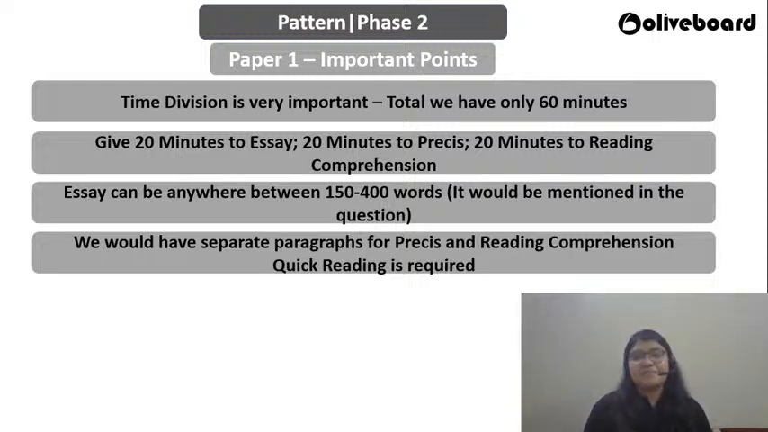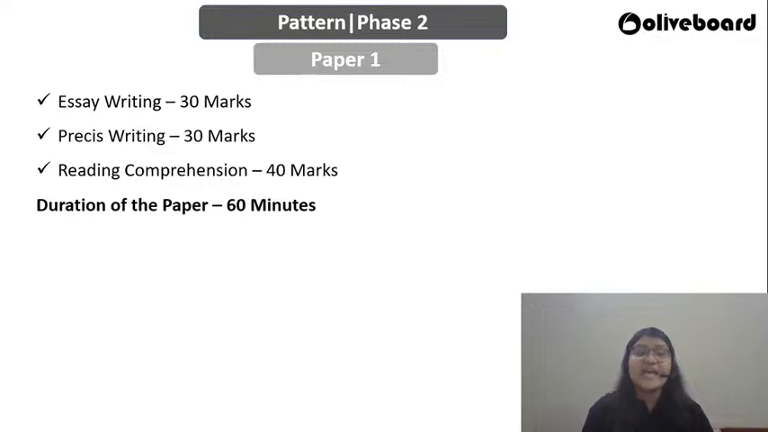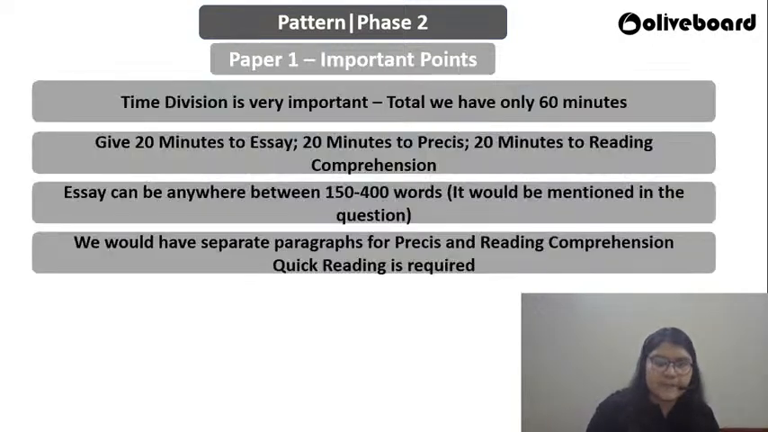The next important thing we're going to talk about is the time division. You have 60 minutes and 3 important things to cater to. Divide that equally. Don't give too much importance to, say, essay writing. If you spend 40 minutes of the 60 minutes on the essay, how will you do justice to precis writing and reading comprehension? You can see very clearly that 70 marks are for precis writing and reading comprehension. So we cannot make this trivial mistake in the examination hall. So how are we going to treat the 3 sections? 20 minutes each of our time would go to essay writing, precis writing, and reading comprehension.